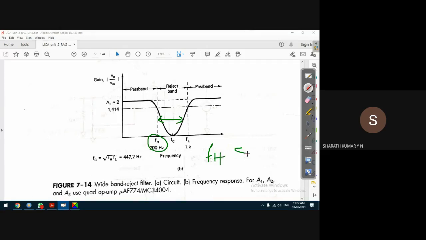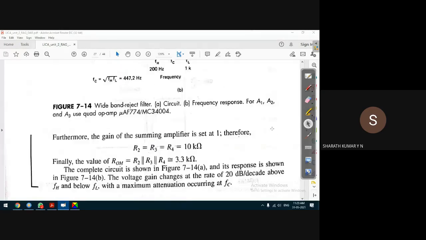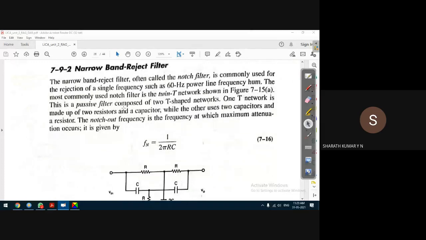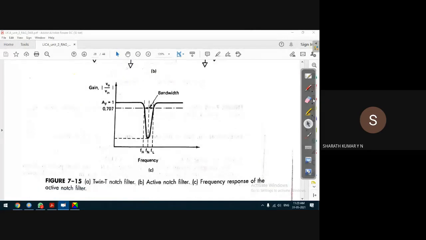In a reject filter, FH will be less than FL because FH is the upper cutoff frequency of the low pass filter, as we discussed in the last class, whereas FL is the lower cutoff frequency of the high pass filter. So in the wideband reject filter, the FH and FL gap exists, so it allows a range of frequencies. On the other hand, in the narrowband reject filter, our goal is to reject only the center frequency. Here it is called FN because it is a narrowband reject filter.